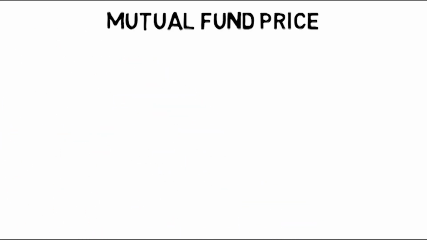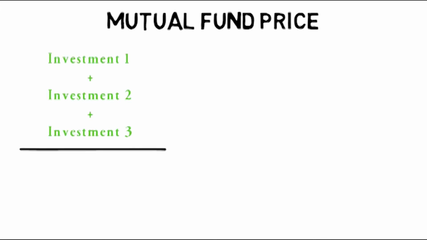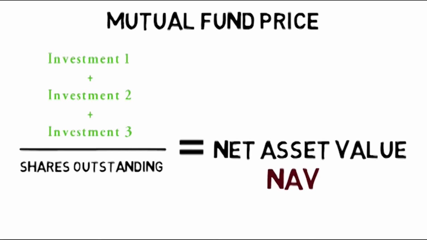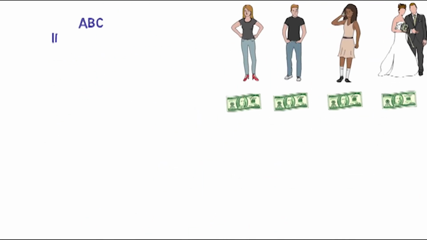The price of a mutual fund is calculated by adding up the value of all the fund's investments and dividing it by the number of shares outstanding. This is called net asset value, or NAV. Let's look at a hypothetical example.